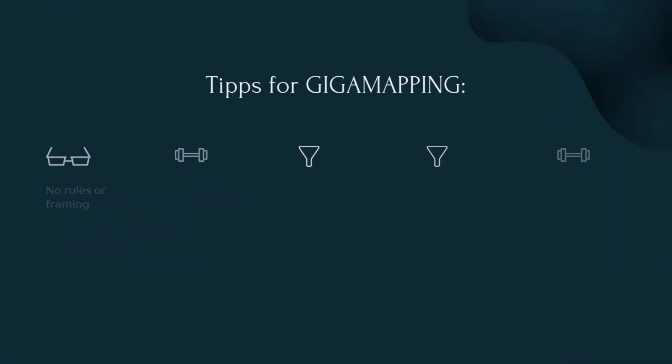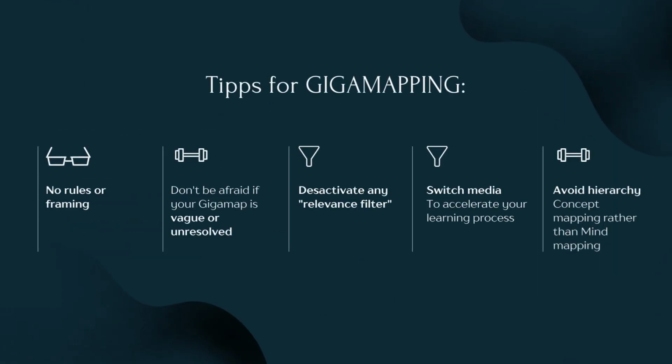Here are some tips we can give you to Gigamap. Don't use any framing or rules because that would be counterproductive. Don't be afraid if your Gigamap is vague and unresolved. Deactivate any filter of relevance. Don't map with the task in your mind, but rather by considering the field or the theme.